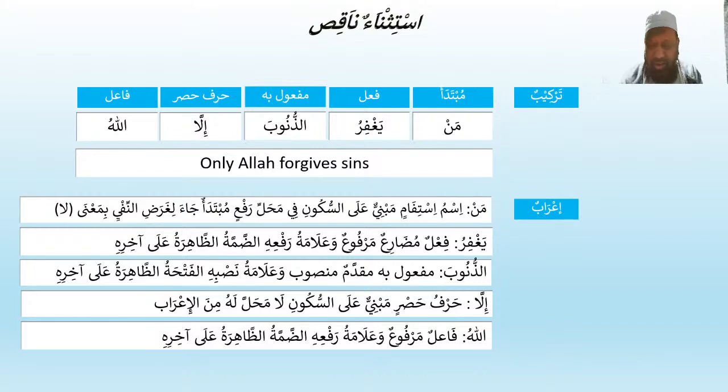Lafzul Jalal, I said it. I said it in writing is missing, yes, but I am saying it. Allahu lafzul jalalati fa'ilun marfu'un wa alamatu raf'ihi ad-dammatu adh-dhahiratu ala akhirih. Now tell me what's missing. There's something missing here. Yes, well done. We have a mubtada. The khabar is missing. So what will be the khabar? الجملة الفعلية. See, from يغفر all the way up to here, it is جملة فعلية، والجملة الفعلية في محل رفع خبر المبتدأ.